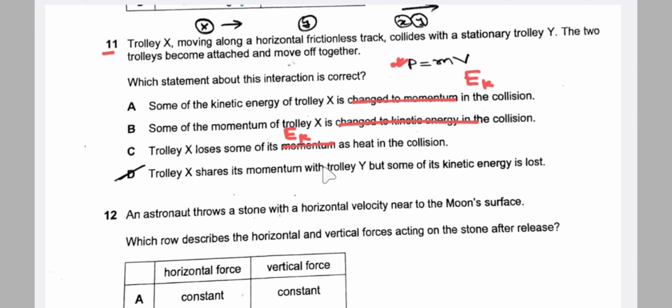Trolley X shares its momentum with trolley Y, but some of its kinetic energy is lost. Yes, this statement is correct, since momentum is equal to mass times velocity, and trolley X shares its momentum with trolley Y. That means initially X has velocity, and therefore X has some momentum, since mass times velocity is momentum, and Y has no momentum since its velocity is 0. And after the collision, both objects move, and so both have some momentum. So trolley X shares its momentum with trolley Y, but some of its kinetic energy is lost. Since it is not an elastic collision, some of the kinetic energy is lost as heat. Therefore, statement D is correct.